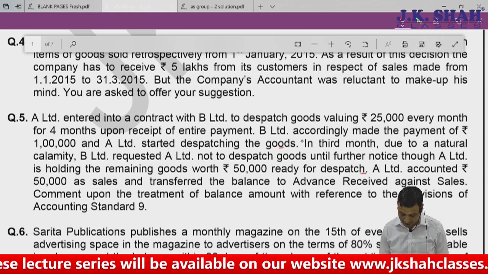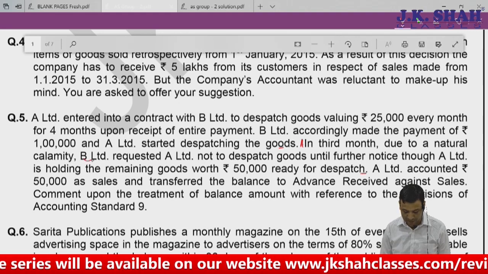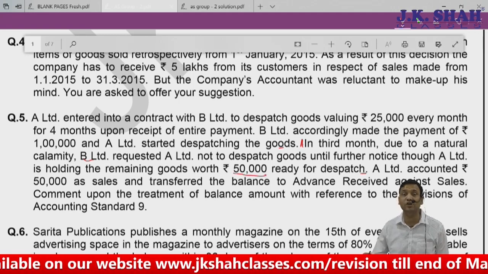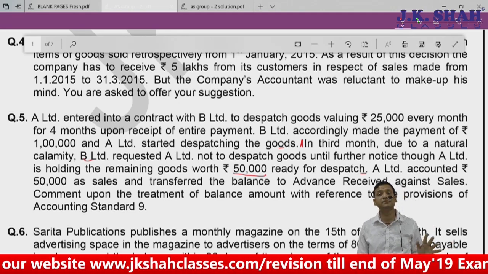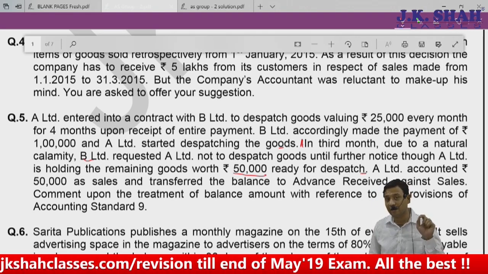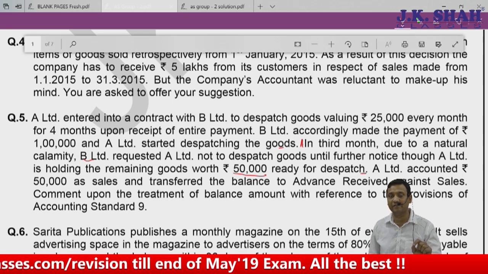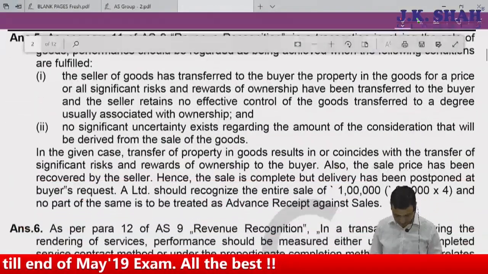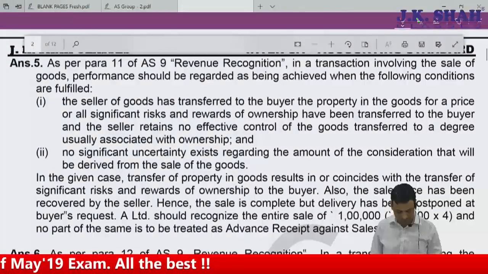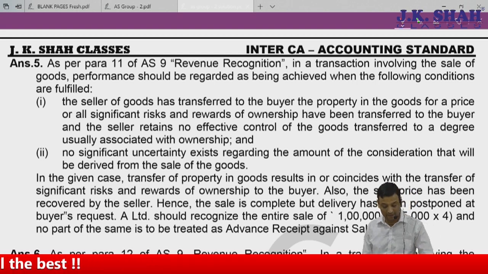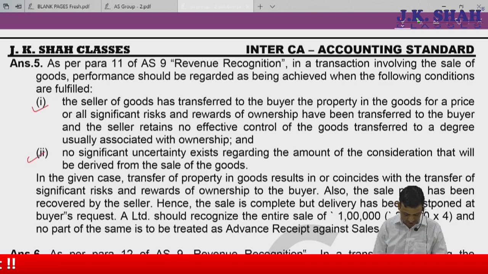The question arises with respect to the 3rd month. In the 3rd month, due to natural calamity, B is requesting A not to dispatch goods until further notice. Though A is holding remaining goods worth 50,000 ready to dispatch. A says ready, but it is B who says don't dispatch. So can I say the delivery of the goods is delayed at the buyer's request, and if the delivery of the goods is delayed at the buyer's request, I should recognize revenue because the risk and rewards have been transferred. Yeah. So the accountant has credited advance against sales, which is not correct. It is incorrect. And there's nothing but the conditions which we should have. The main answer is here.